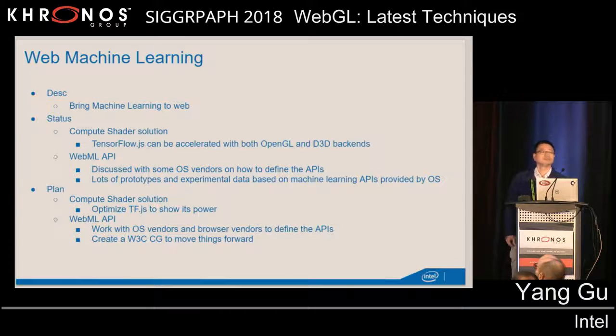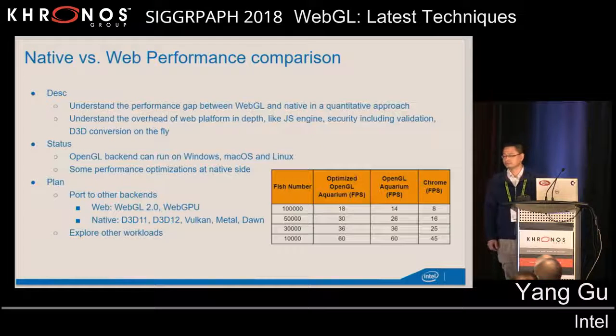As to machine learning, this is quite a hot topic recently, right? Actually, there are two approaches here. One is based on our compute shader solution. The other is based on some OS vendor provided native APIs. Currently, we are working with these OS vendors and browser vendors to define these APIs. And we have a plan to create a W3C CG to move things forward.